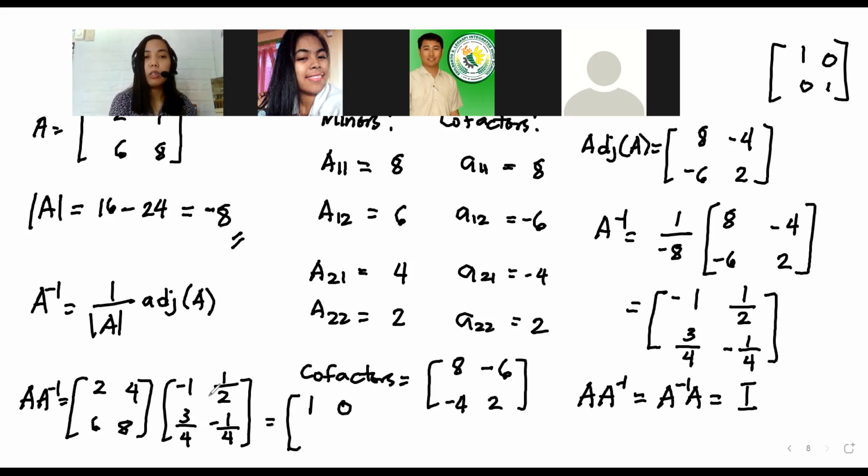Again, 2 times 1/2 is 1, minus 1 is 0. 6 times negative 1 is negative 6. This is 24/4, or 6. So negative 6 plus 6 is 0. 6 times 1/2 is 3. 8 times negative 1/4 is negative 2. So 3 minus 2, the answer is 1. So therefore, our inverse is correct, because we got an identity matrix.